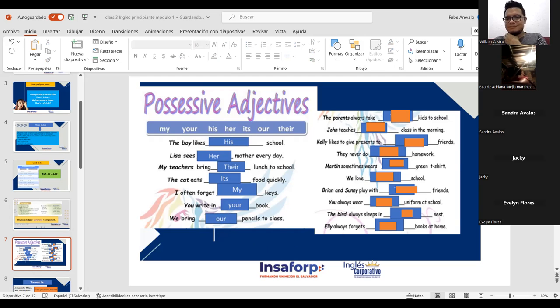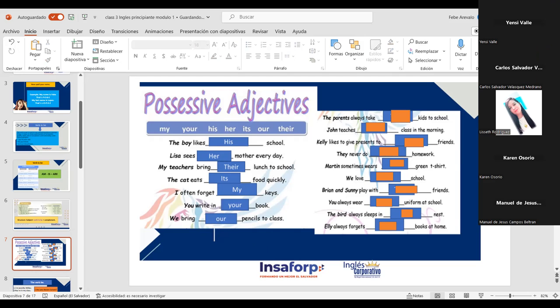That's correct. Thank you. Let's go with Lizeth Rodriguez. The parents always take their kids to school. That's correct. Thank you. Bravo. Let's go with Kevin Ernesto.